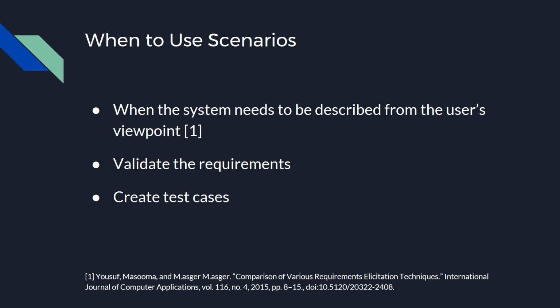So now that we've learned more about scenarios, we know the pros and cons, we know what scenarios are, and we know how to use them. Now we want to look at when we should use scenarios. Scenarios are useful when the system needs to be described from the user's viewpoint. We use a scenario when we need to know what actions the user is taking with the system and what problems they might be encountering.